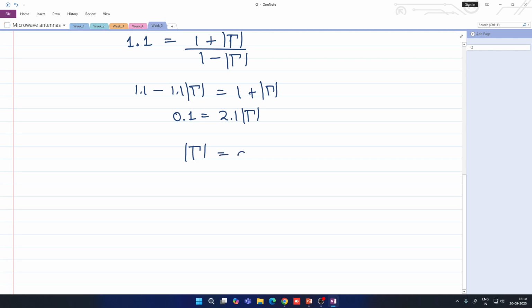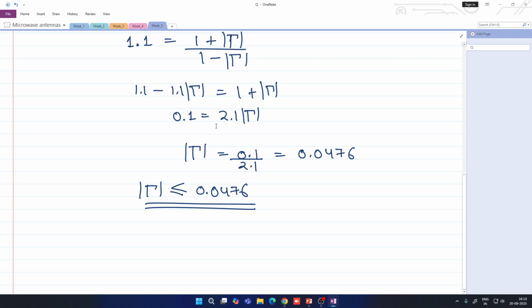So gamma will be 0.1 divided by 2.1, which comes out to be 0.0476. What it means is that the maximum gamma can be, or it should be, less than 0.0476. If we want to have a VSWR of 1.1, then gamma has to be less than or equal to 0.0476.